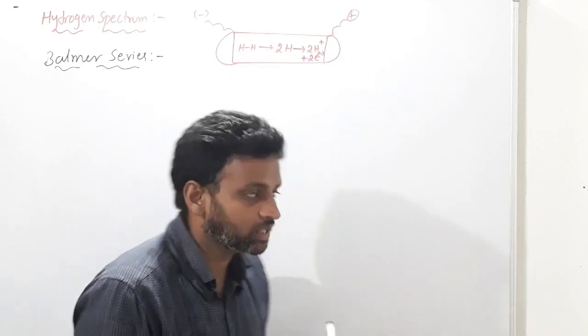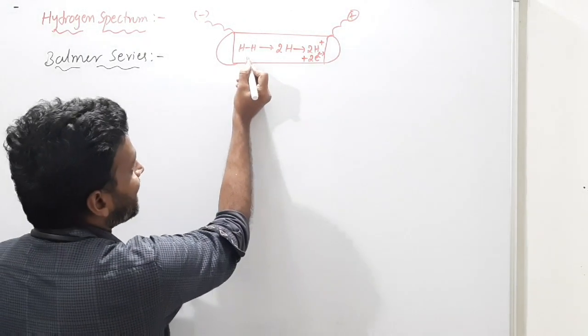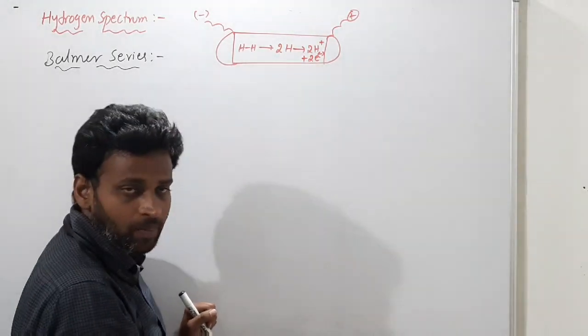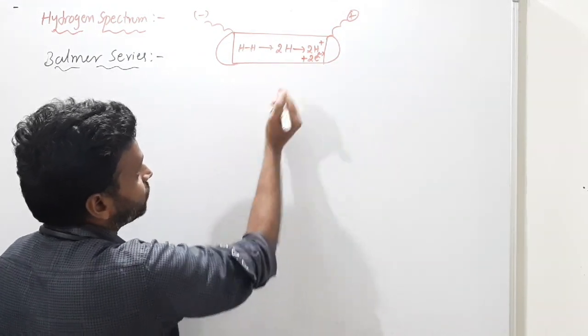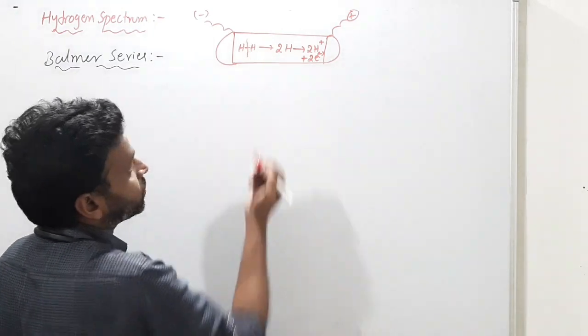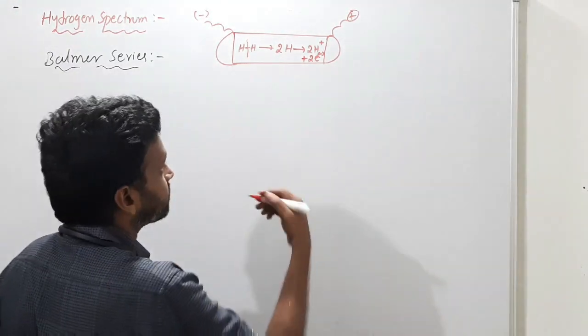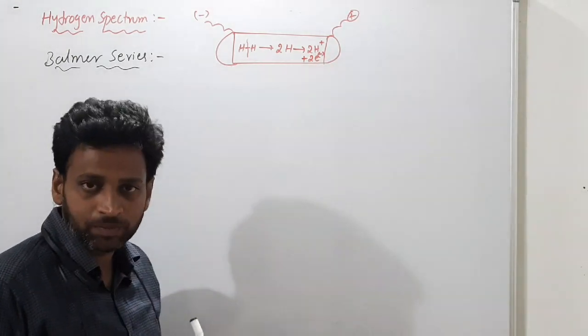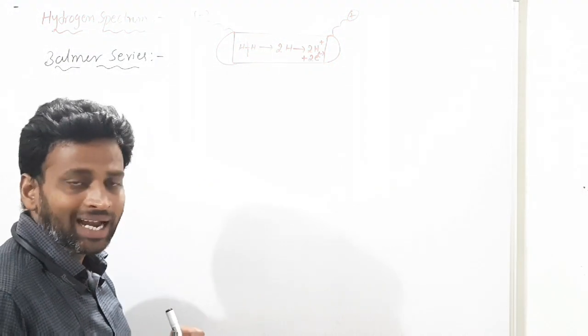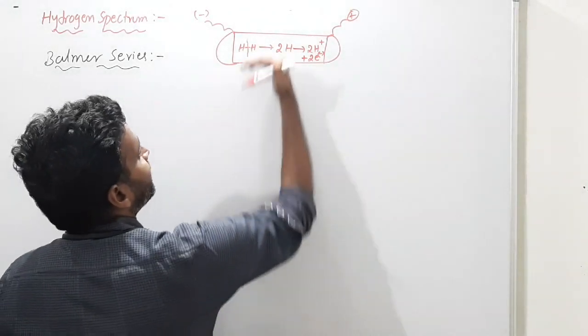What I said, understood? So hydrogen gas was taken in a discharge tube, and hydrogen molecules will dissociate into hydrogen atoms first, and further they convert into H plus and electrons. And those electrons will go to higher energy levels.